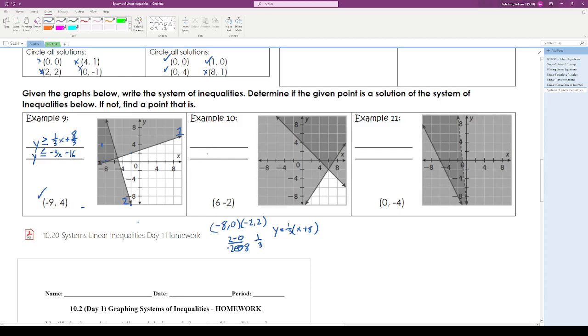Okay, so try the other two on your own, see if you can find the equations or inequalities rather, and then check the point and whether it is a solution or not. When you're ready to, you can unpause and I'll go through it with you.